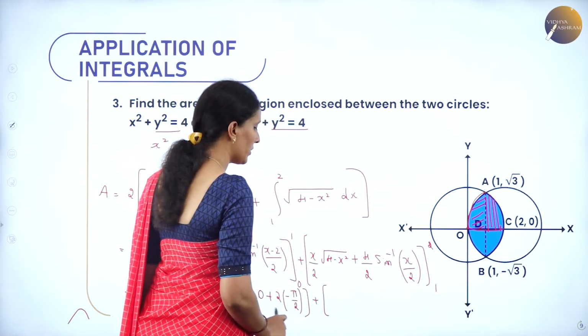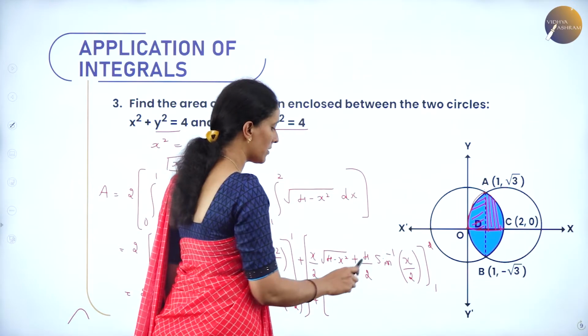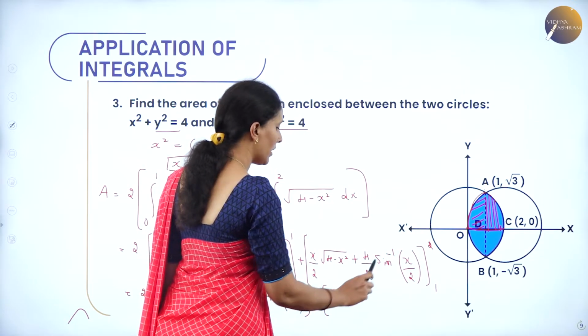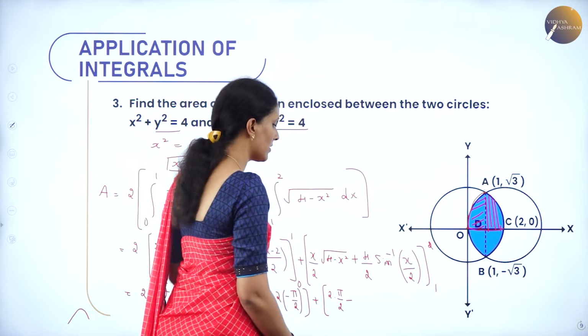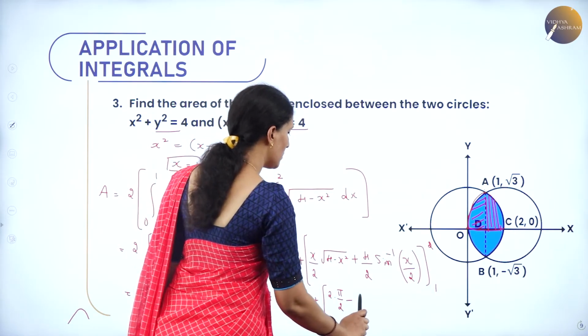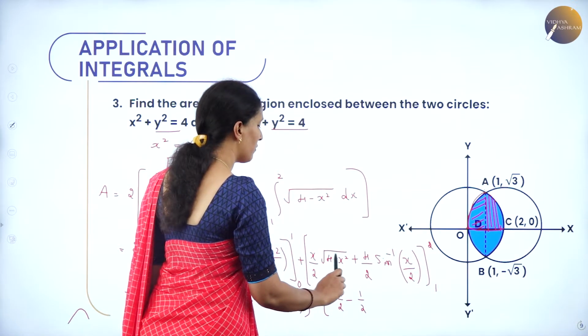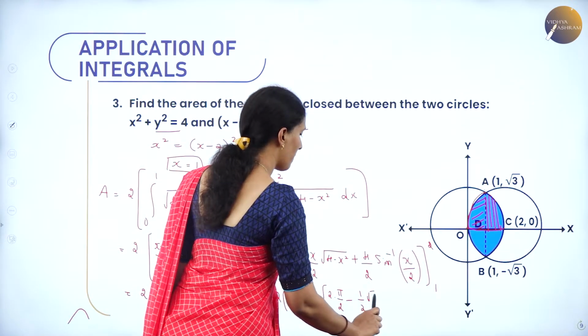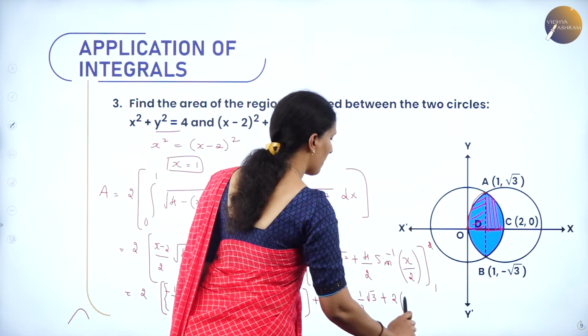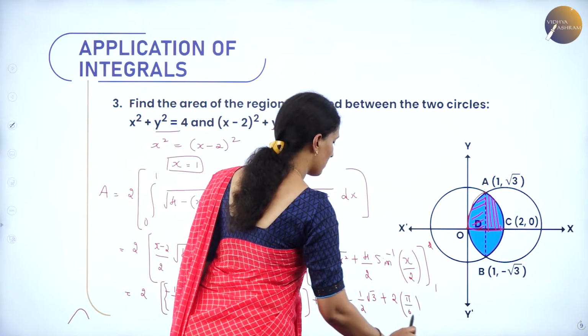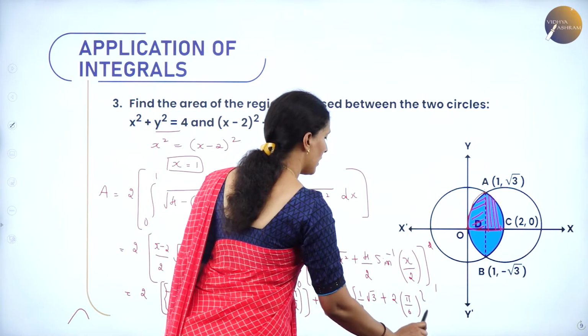And for the second term we have here, 2 by 2 is 1, 2 square it becomes 0, 4 by 2 is 2. Now sine inverse 2 by 2 is pi by 2. Next minus we have 1 here. So 1 by 2 and 4 minus 1 becomes root 3 and plus 2 here. Sine inverse half is pi by 6. So this is another thing.